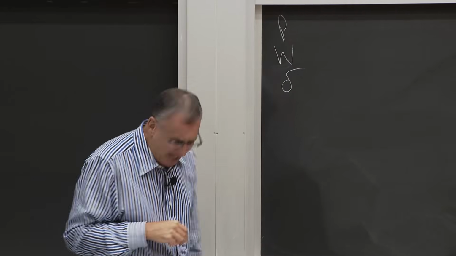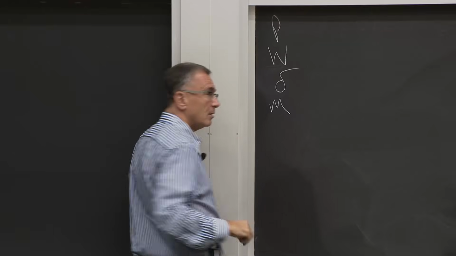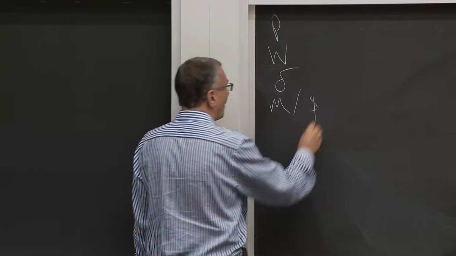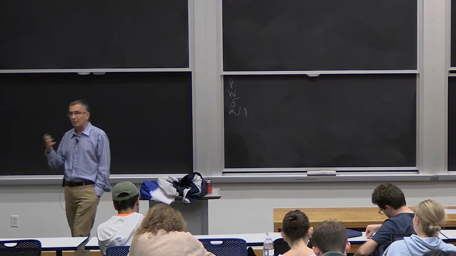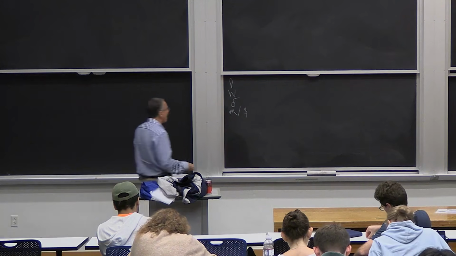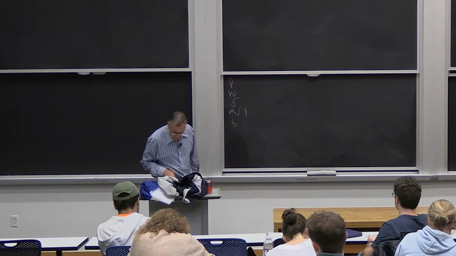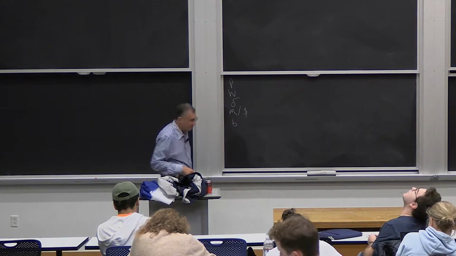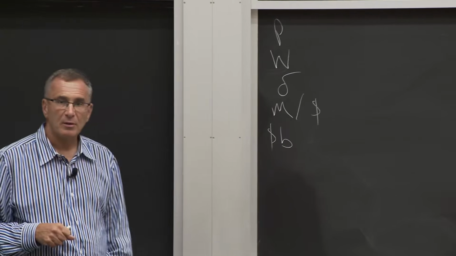You can buy insurance for a premium of M per dollar. So M is the number of cents it costs you to buy $1 worth of insurance. That insurance you buy pays out a benefit B if you get hit. B is the amount of benefit it pays out.